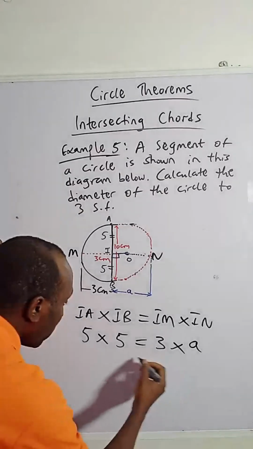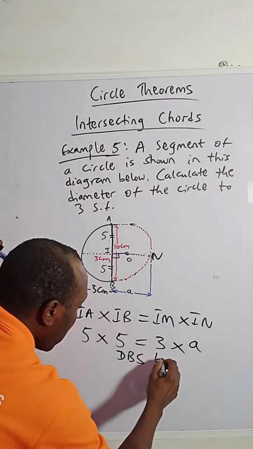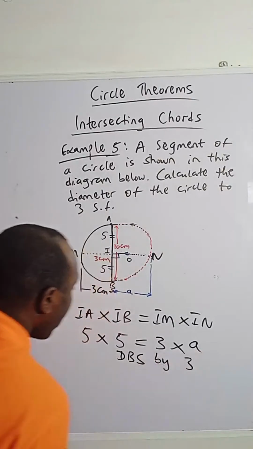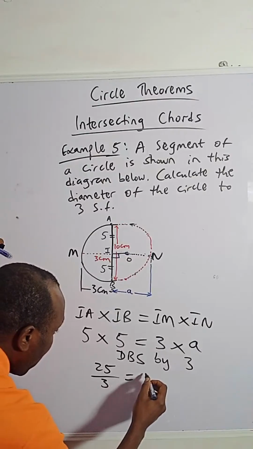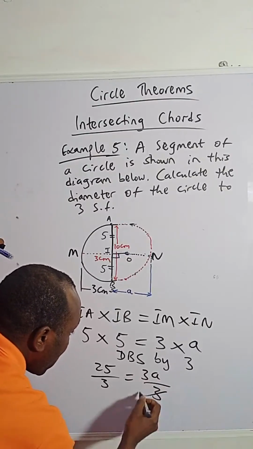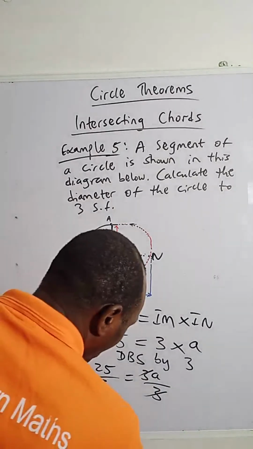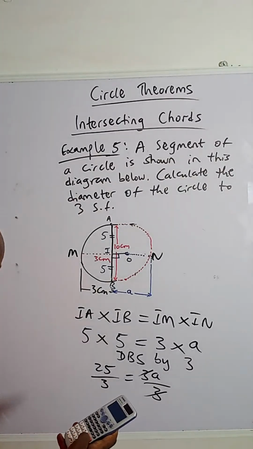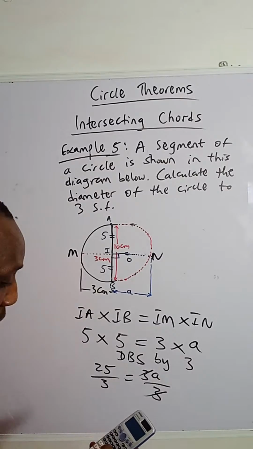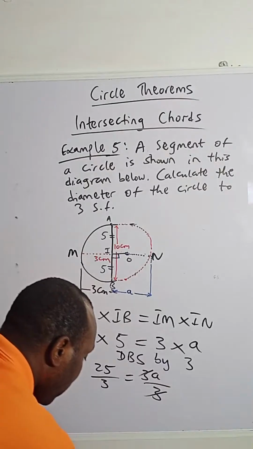I'm going to divide both sides by 3. I'm going to write DBS for divide both sides by 3. We want to get A. So 5 times 5 is 25. Dividing this by 3 and 3A by 3, this cancels this and you have 25 divided by 3. What would that be? That's 8.33.